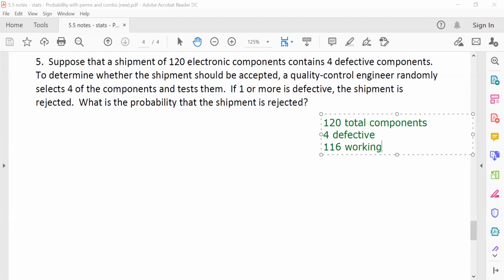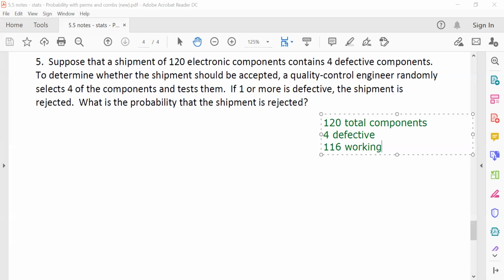Now, here's what happens. The quality control engineer, which quality control for a company, think Creed from The Office, quality control is almost just a fancy word for statistician, because quality control is all statistics, practically.